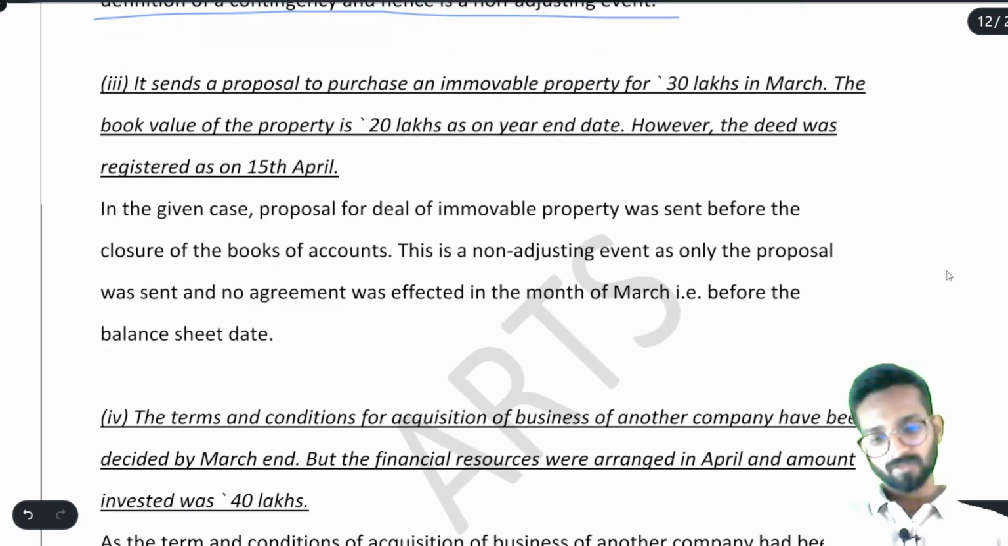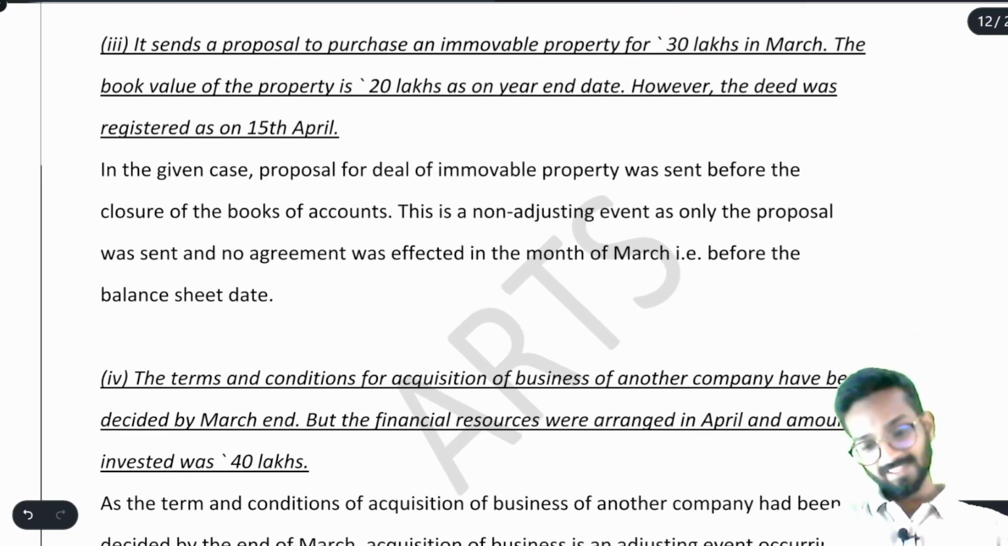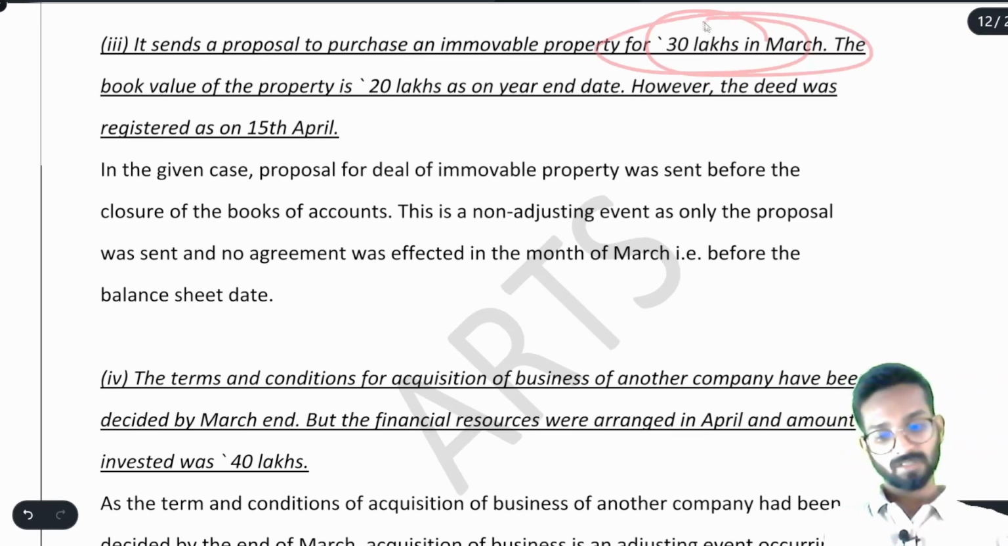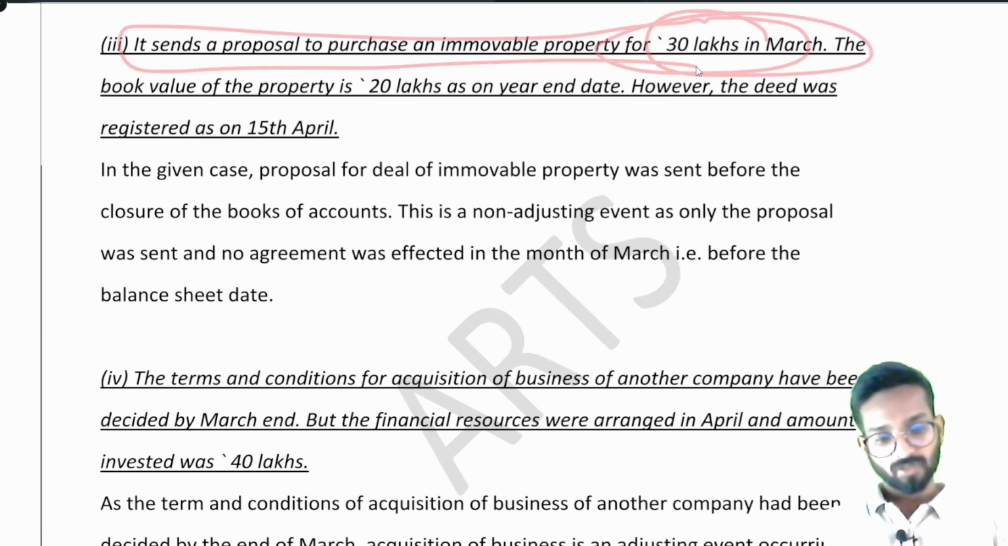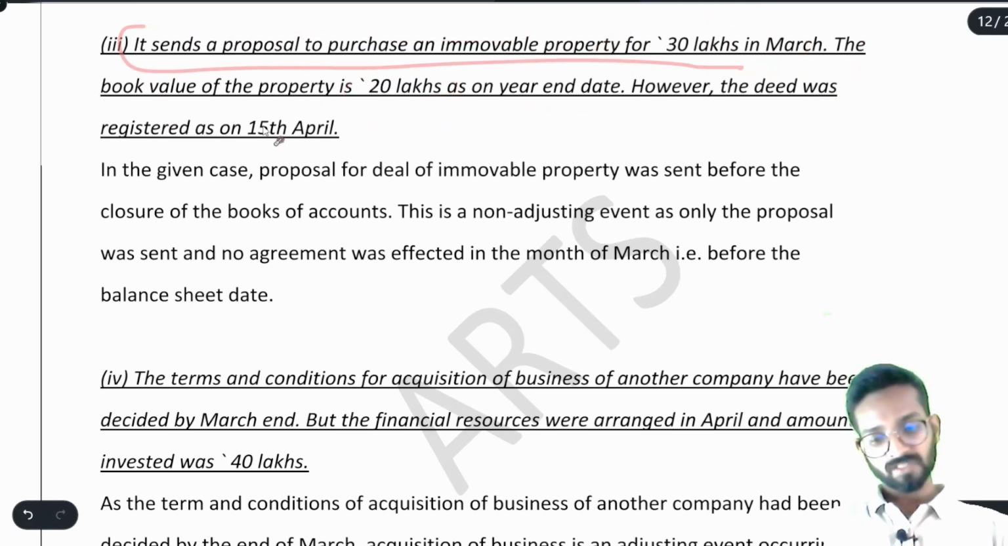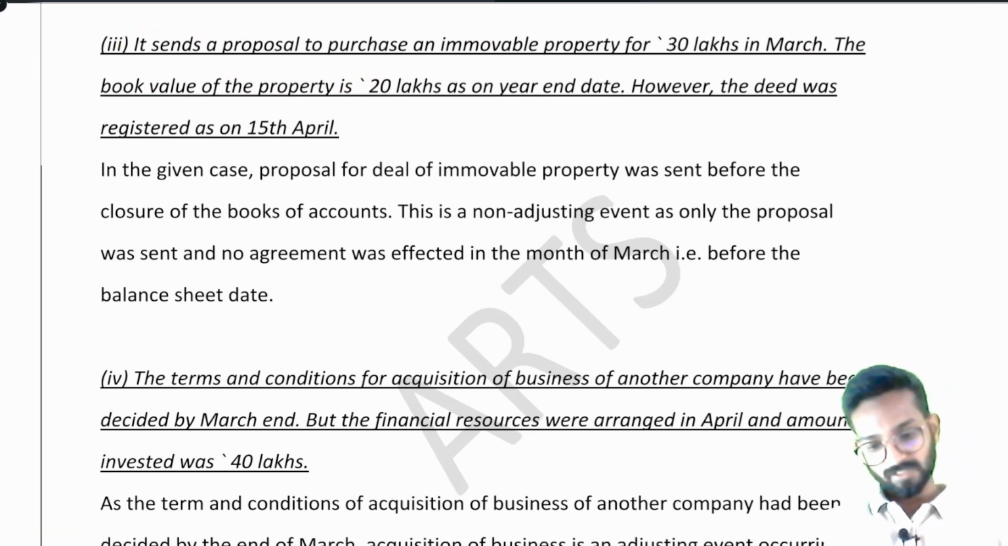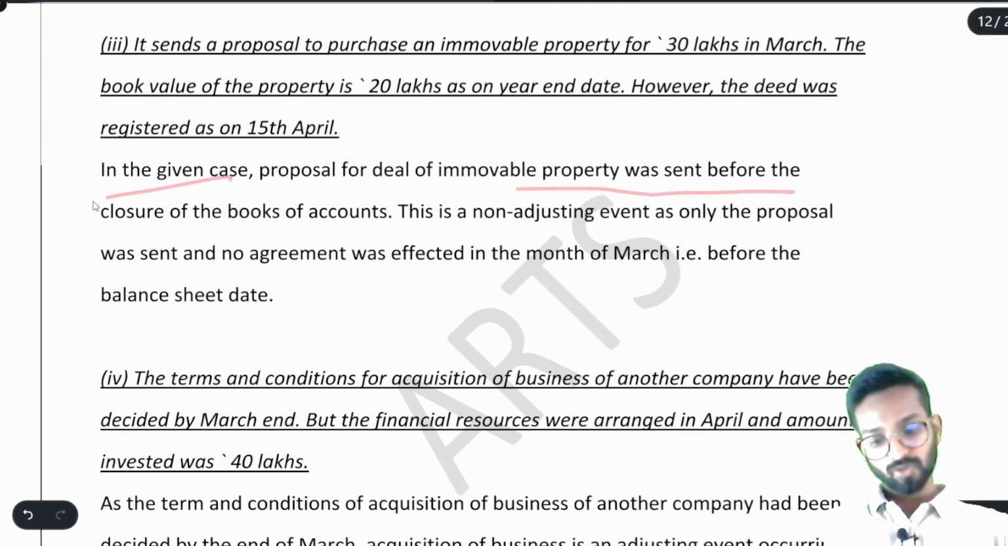a proposal has come to purchase an immovable property for 30 lakhs in March. Okay, now see, we have sent a proposal in March. The book value of the property is 20 lakh as on the year end date. However, the deed was registered on 15th April. It means what? See, in the given case, the proposal for the deal of immovable property was sent before the closure of the books of account. This is a non-adjusting event as only the proposal was sent.